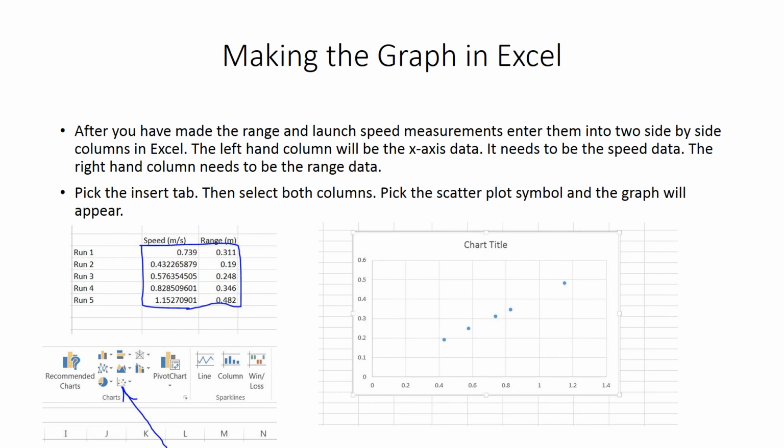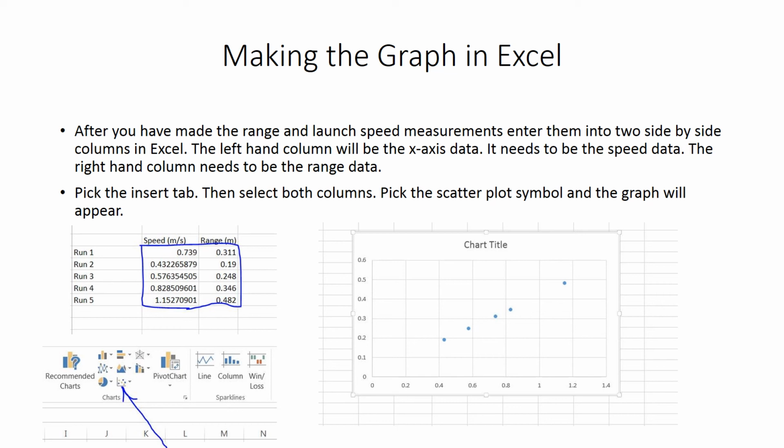To calculate the values of alpha and beta, we will make a graph in Excel and let Excel do all of the work. You do this by entering your range and launch speed measurements into 2 side-by-side columns in Excel. Enter the speed into the left-hand column and the range into the right-hand column.